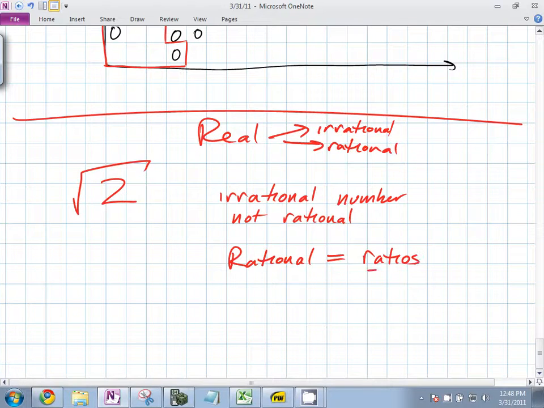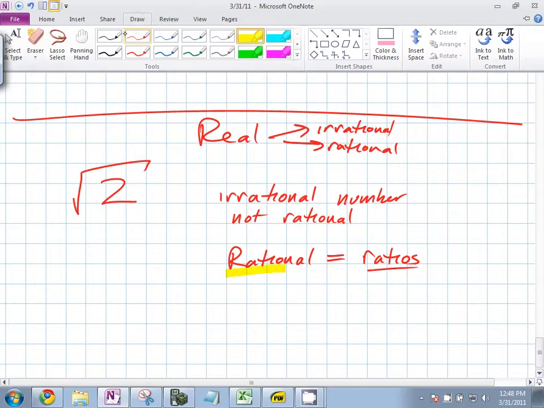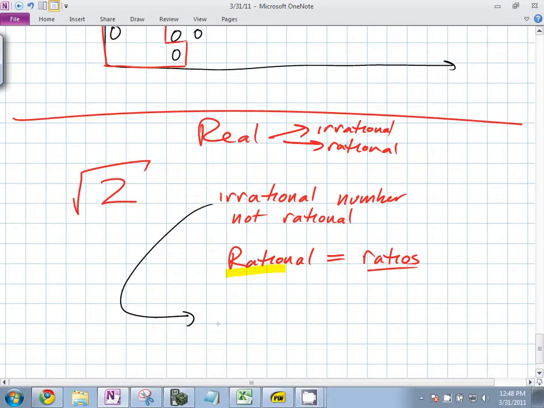So what's a really, really super clear way to define an irrational number? Cannot be written as a fraction. Pi. Pi cannot be written as a fraction of integers. It can't.